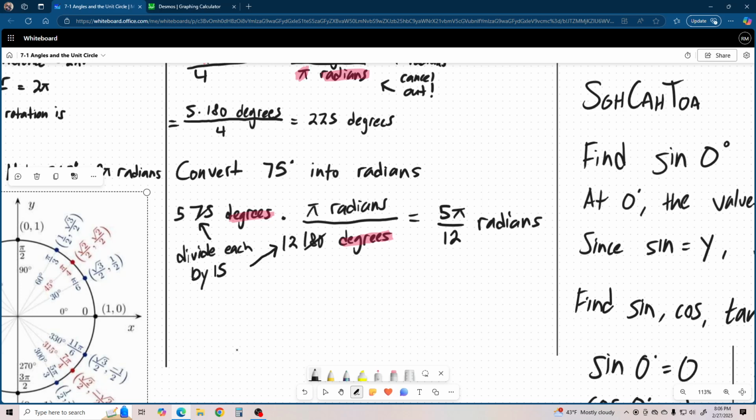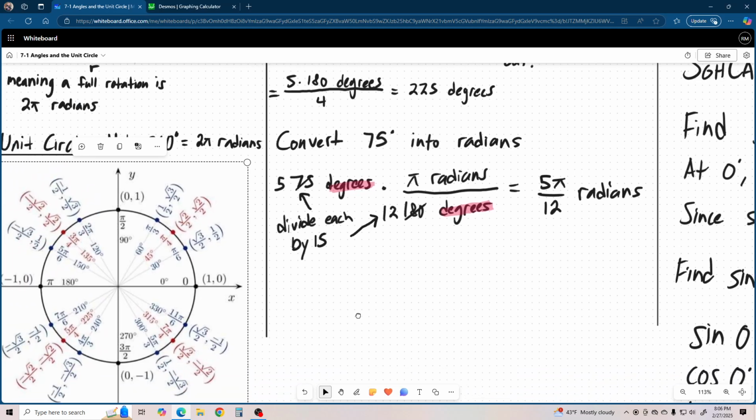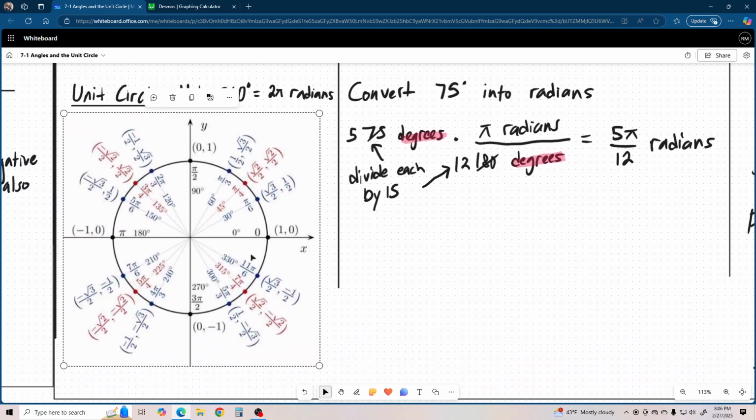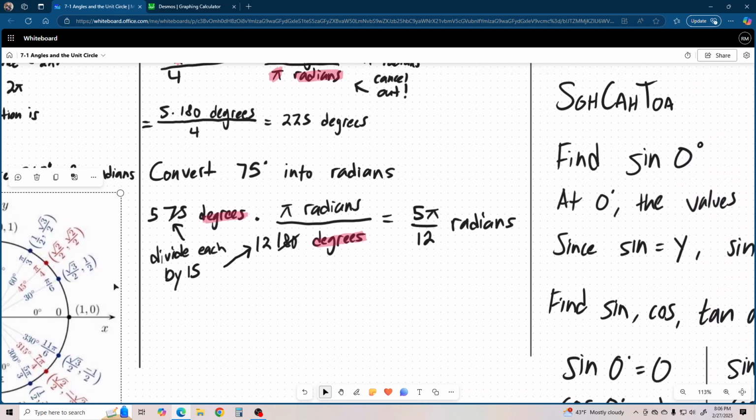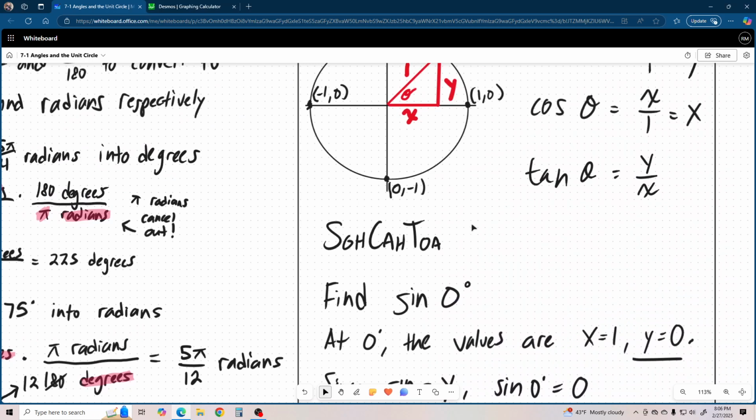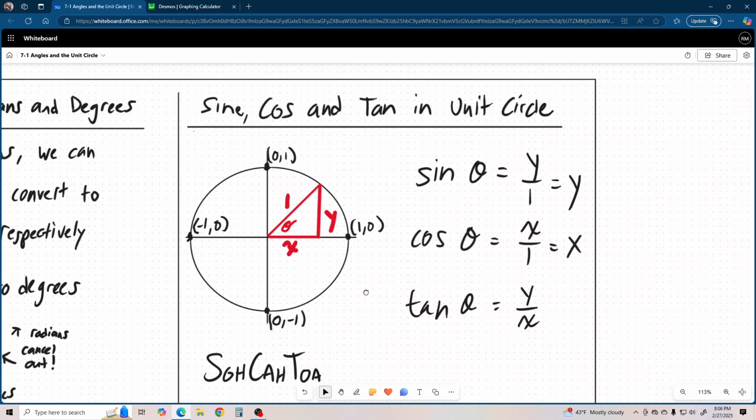Now, you can always, in some situations, reference this chart here. Like if you know, oh, convert 240 degrees, okay, 240 degrees is the same as 4 pi over 3. You can use this chart. It kind of gives you the answer. But if you ever need to convert something that's a little bit less common, you can just do it that way.